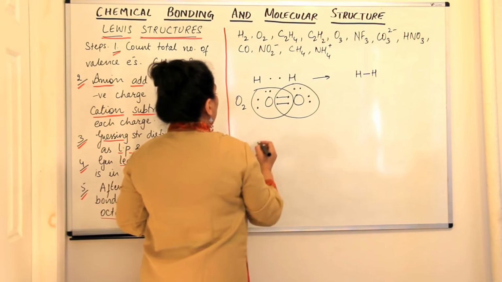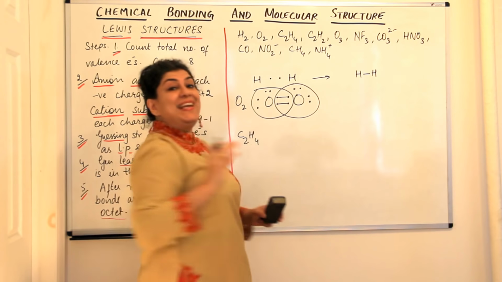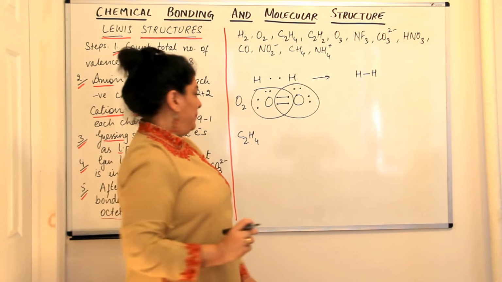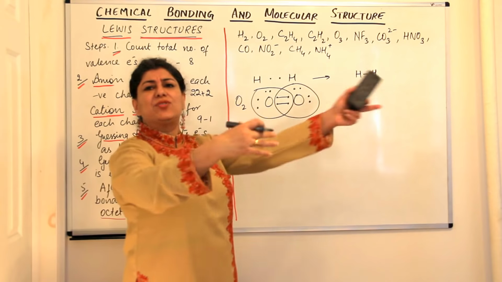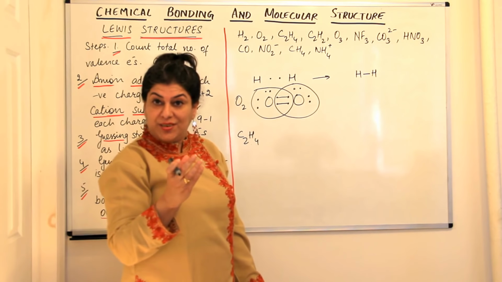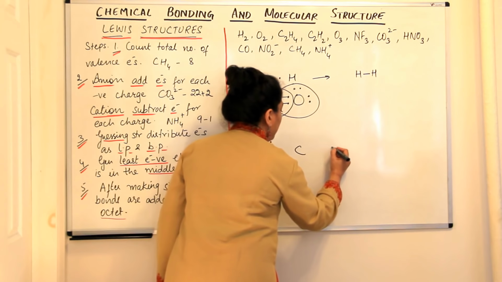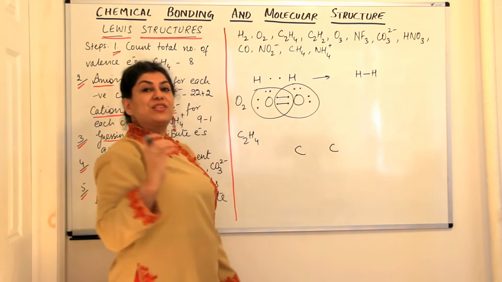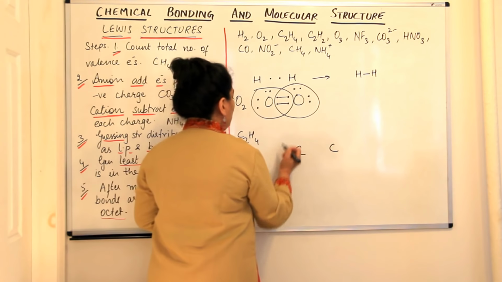So the next molecule is C2H4. We'll say hydrogen makes single bonds. So hydrogen usually is on the ends, and the two carbons should form the center. Right? So how would they form the center? I have carbon and I have carbon. Each carbon has four valence electrons. Right? So there would be four valence electrons on carbon.